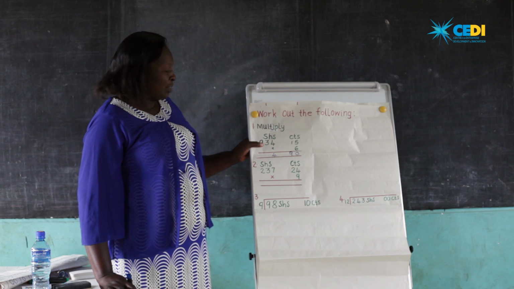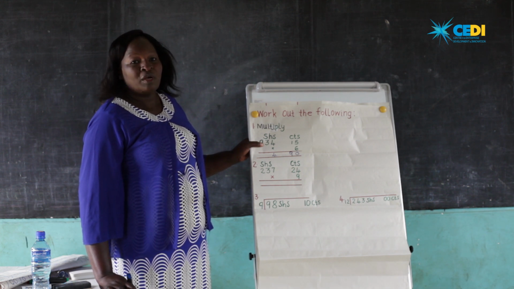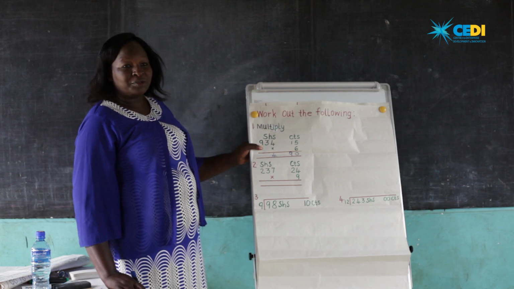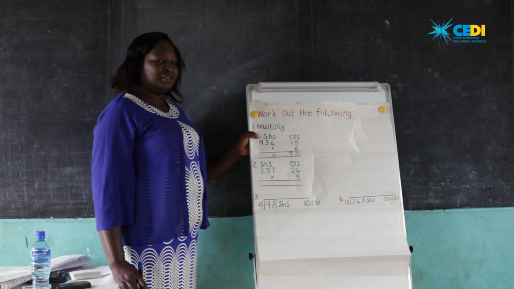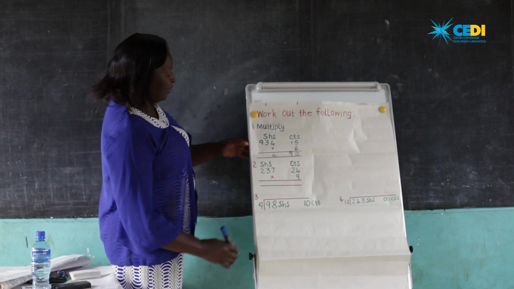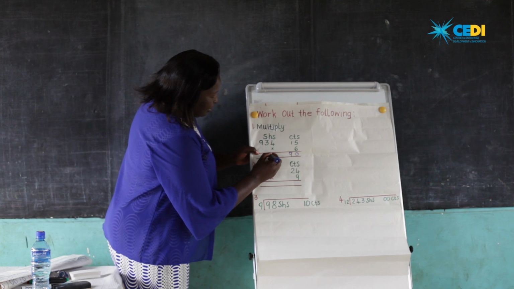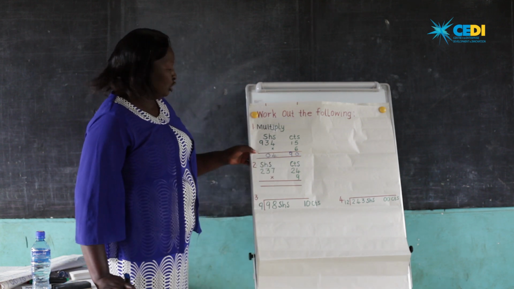But remember, we had carried 2. So 18, we add to 2. Then we get what, class? What have you got? Very correct, 20. So we write 0. And then we carry 2.